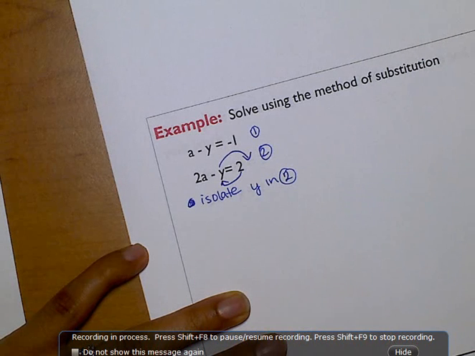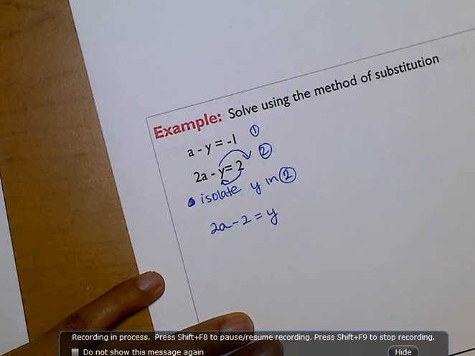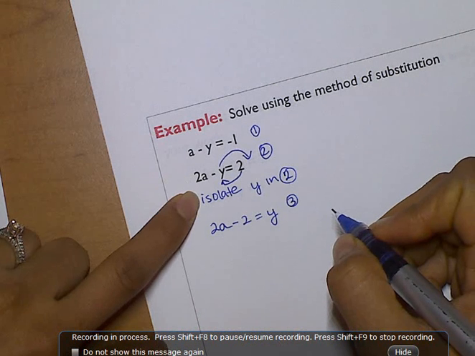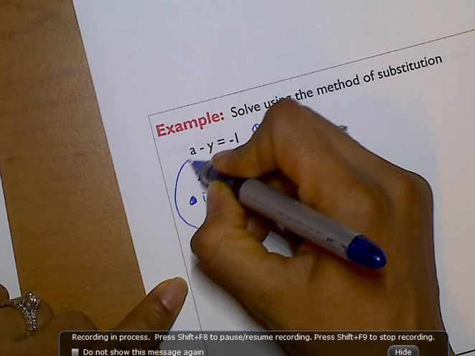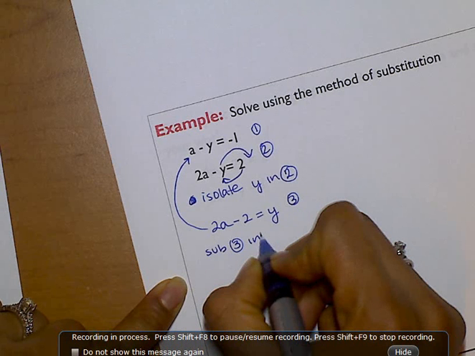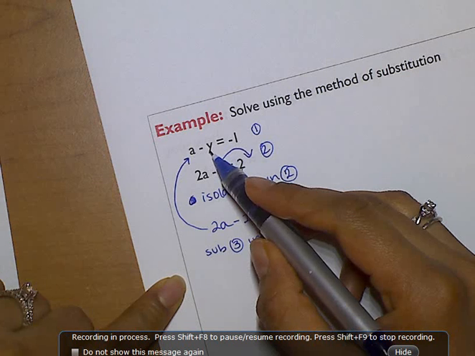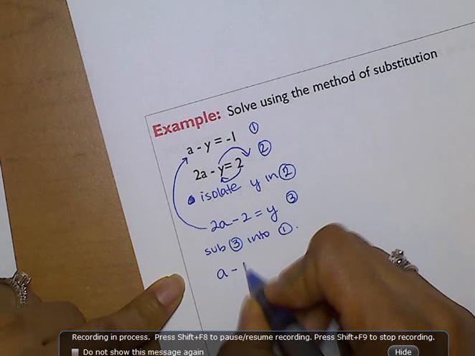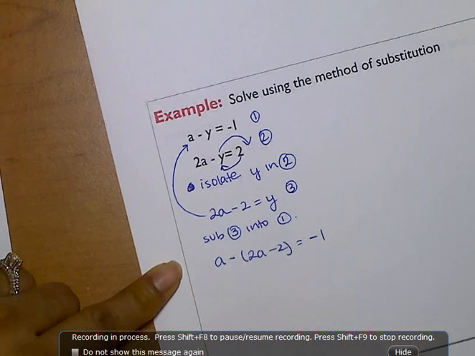Since I used 2 to isolate, I'm going to sub this into the one that I have not used. So I'm going to substitute that into my first equation. So sub equation 3 into equation number 1. So anytime I see a y now, you're going to substitute that in as 2a minus 2. So here you have a minus (2a minus 2) equals negative 1. There's a negative 1 coefficient in front right there, so you're going to distribute that inside. So that's a minus 2a plus 2 equals negative 1.